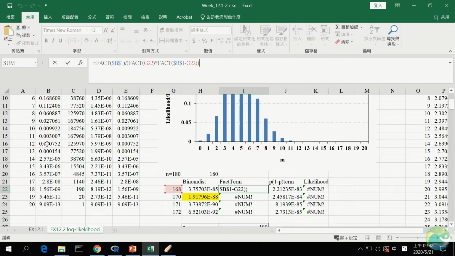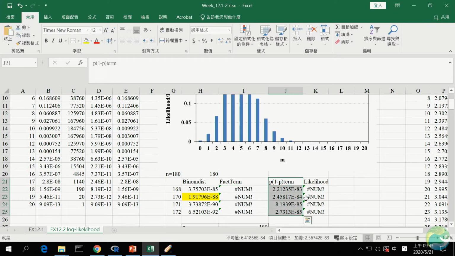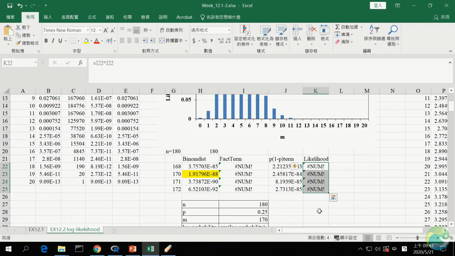Like example 1, we just put in exactly the same formula for the factorial term. But then this part is overflowing, right? We cannot get the result because the number is too big. The second term is okay. The probability is the multiplication of these two terms, so we cannot have the value here. This is what I call a numerical overflow, when n is very big.